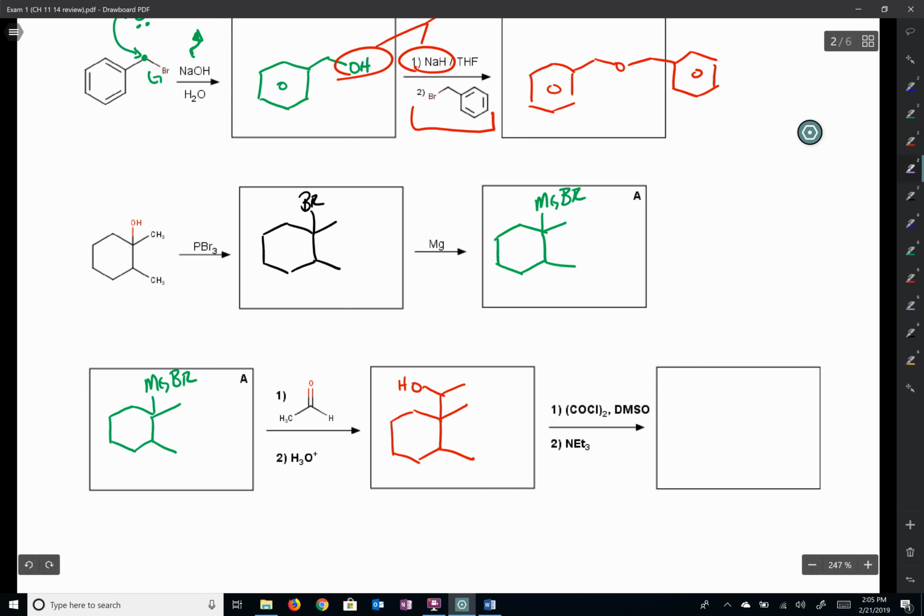And then in the last step, this is a Swern oxidation. And so we just take our alcohol and put it into a ketone here. Okay.